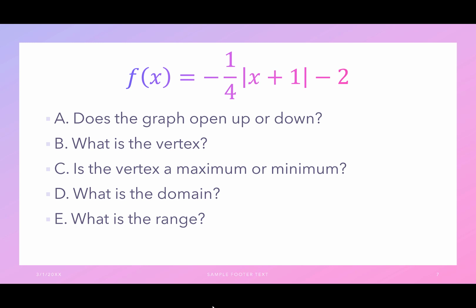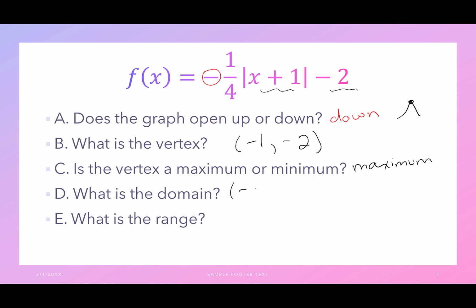Let's try another one. This time I have f of x is negative 1/4 the absolute value of x plus 1 minus 2. A says, does it open up or down? The negative tells me that this is going to go down. Next question says, what's the vertex? The vertex is going to be from the x plus 1 and the minus 2. So I have to go opposite. So the opposite of plus 1 will be negative 1, but I keep the negative 2. Is this a max or a min? Well, if I think about opening down, I know I have this peak right here, which will be a maximum.